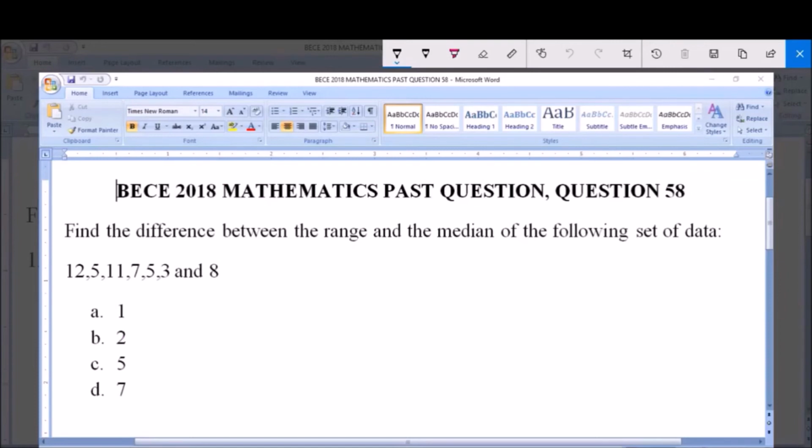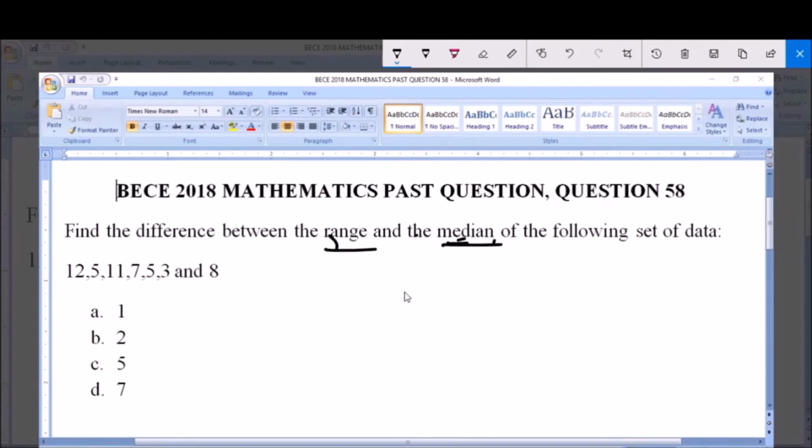Good day and welcome. Today we're going to be dealing with BECE 2018 Mathematics Past Question 58. Find the difference between the range and the median of the following set of data. We have 12, 5, 11, 7, 5, 3 and 8, and the options given are 1, that's for A, then B we have 2, C we have 5, and D we have 7. Now we have to find the difference between the range and the median.